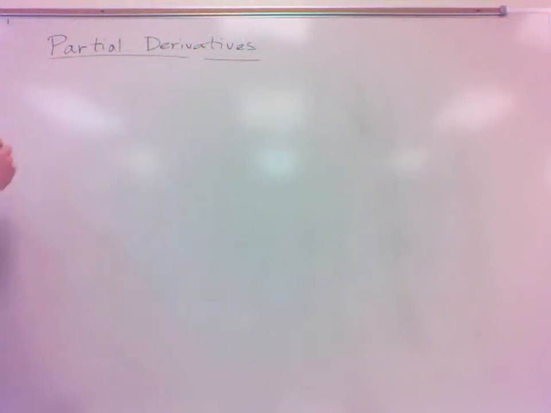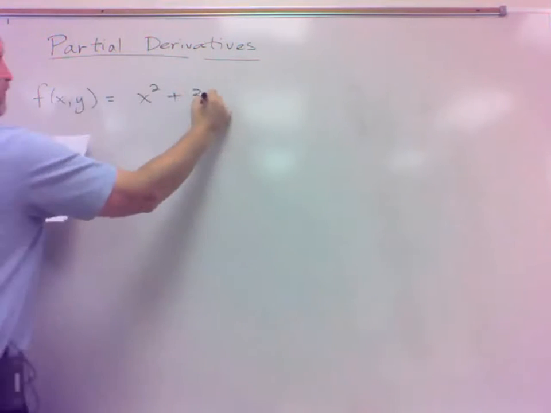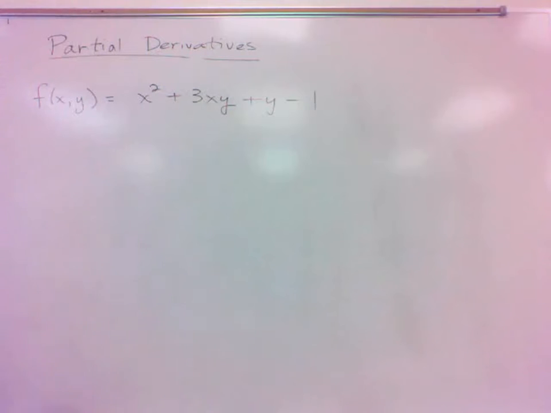All right, so let's say we've got f of x, y equals x squared plus 3xy plus y minus 1. And we want to know the partial derivative of f with respect to x, and the other one, the partial derivative of f with respect to y.